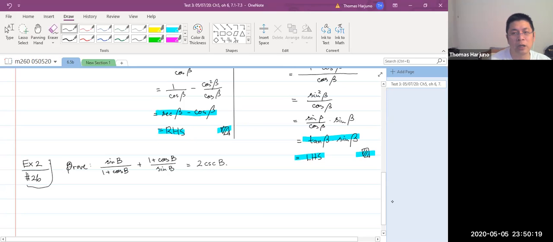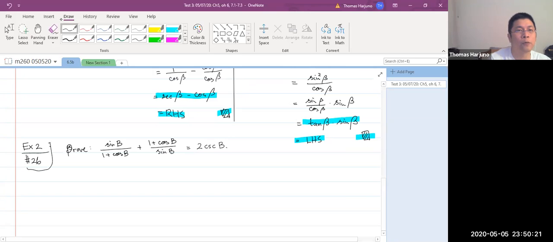Now, this one is clear that we will prove from left to right, because the left-hand side is clearly more complicated. I'll prove from left to right. Left-hand side equals whatever you see on the left-hand side, that's what you copy down. And that's your one point.